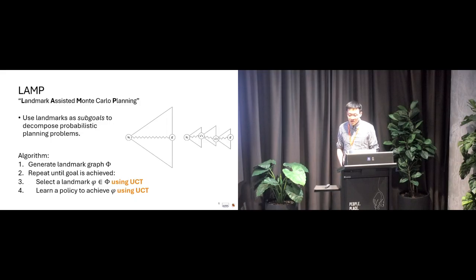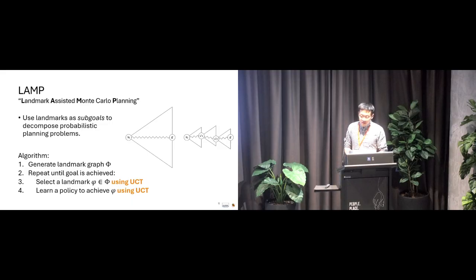Here's a more detailed look at the LAMP algorithm. At its core, LAMP is an implementation of UCT. It performs a number of rollouts from the current state to learn Q values, and those Q values guide its decisions. This algorithm operates at two levels. First, at the very beginning, or after a landmark is achieved, it has to select the next landmark to pursue. It treats this as a planning problem itself, learning a Q function to select the most promising next landmark from the available leaves in the landmark graph.